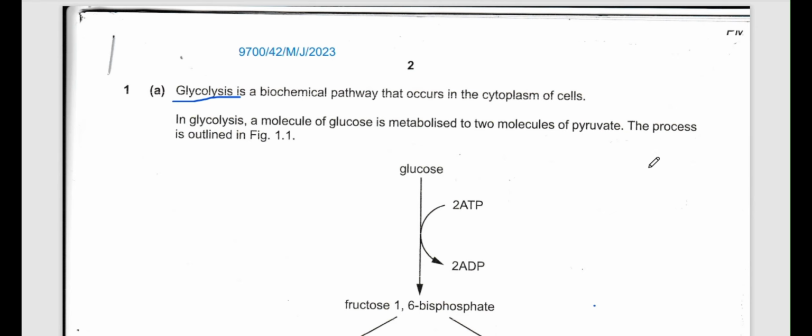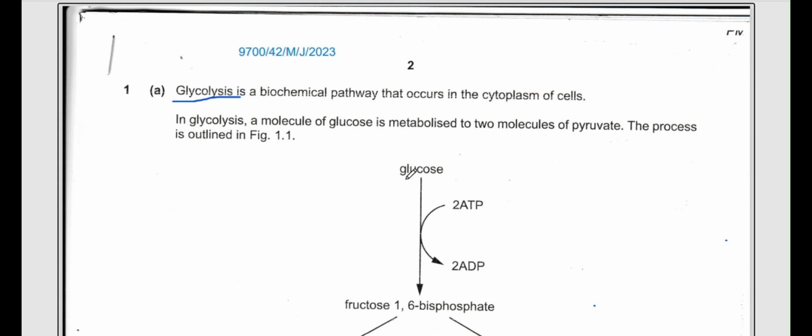So if you see, the question says glycolysis is a biochemical pathway that occurs in the cytoplasm of cells. In glycolysis, a molecule of glucose is metabolized to two molecules of pyruvate or pyruvic acid, we also can say. The process is outlined in figure 1.1. So if you see, glucose in the first step is been converted into fructose 1,6-bisphosphate, and two ATP molecules have been used, and they have been converted into two ADP molecules.